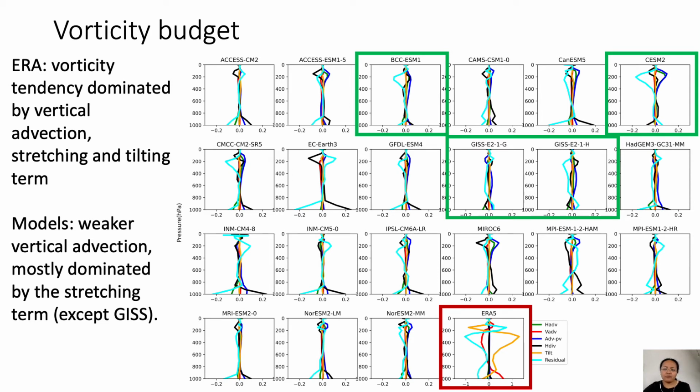So what we have so far is that models with weak MCT tend to have a shallow extension of the vortex in the vertical, weak surface convergence, or low-level divergence, or weak low-level convergence. And the vorticity budget in the models is dominated by stretching and tilting terms, whereas the vertical advection is also important in the ERA5 reanalysis.